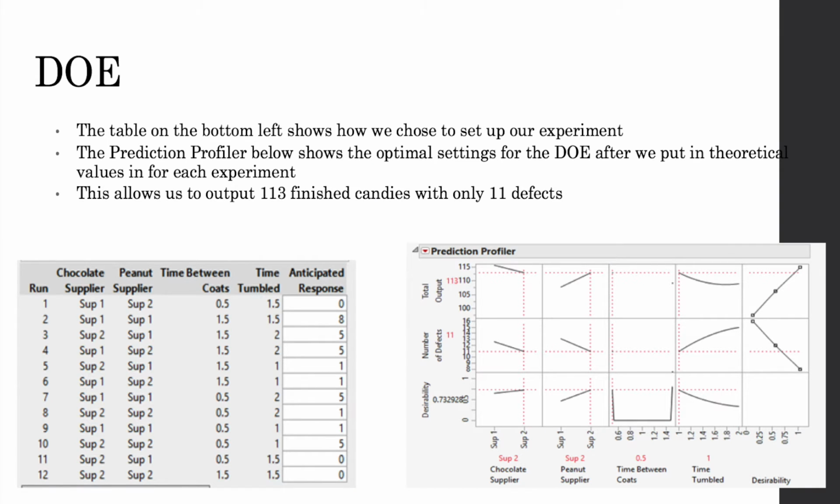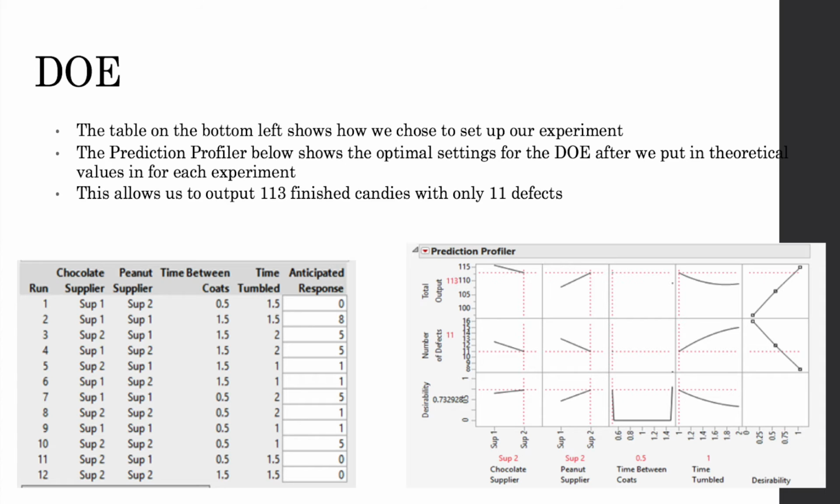So here we have our theoretical design of experiments. The table on the left shows how we chose to set up our experiment. So we had 2 possible chocolate suppliers and 2 possible peanut suppliers. We could set our time between coats to 1.5, 0.5, or 1 minutes, and then the time tumbled between 1 minute, 1.5 minutes, and 2 minutes.